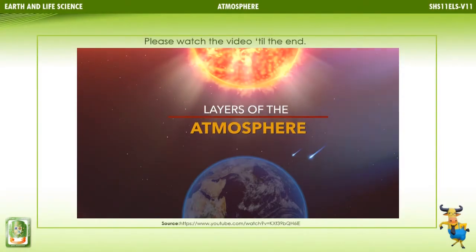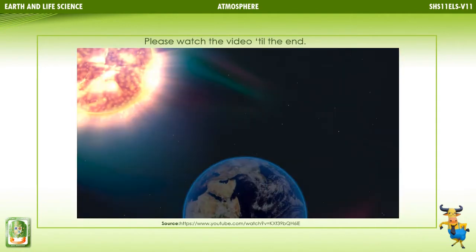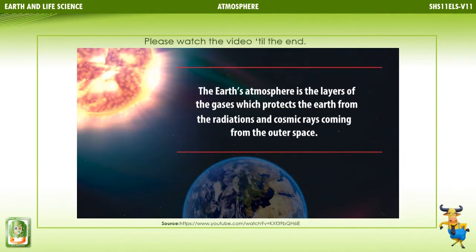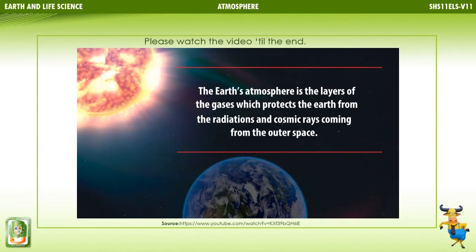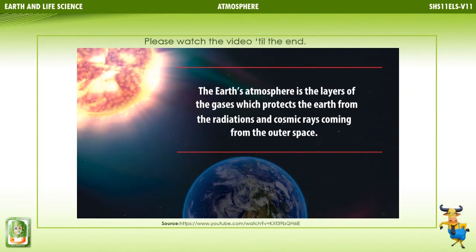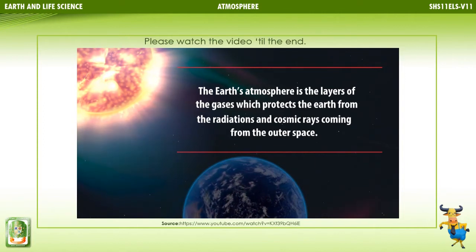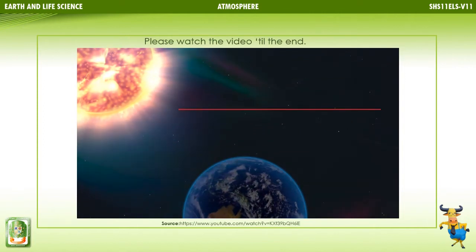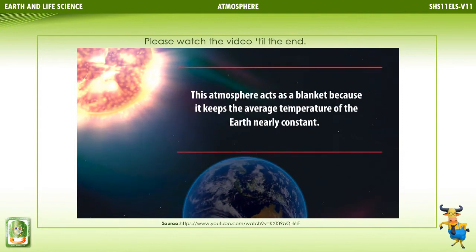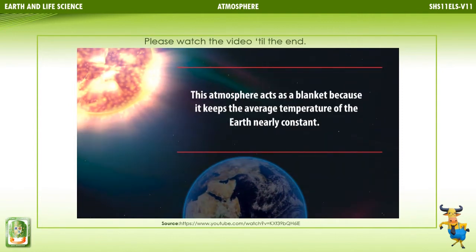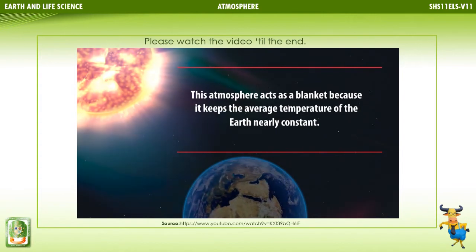Layers of the atmosphere. The Earth's atmosphere is the layers of the gases which protects the Earth from the radiations and cosmic rays coming from the outer space. This atmosphere acts as a blanket because it keeps the average temperature of the Earth nearly constant.